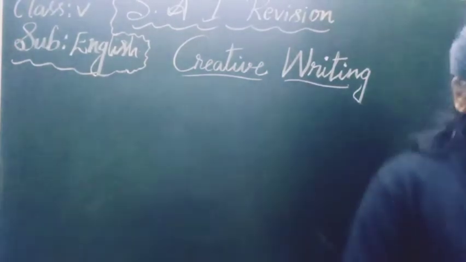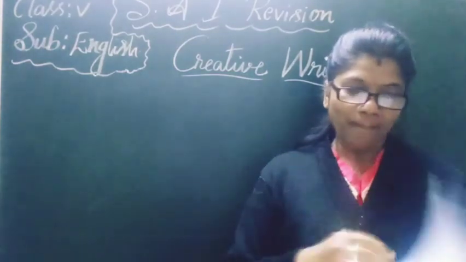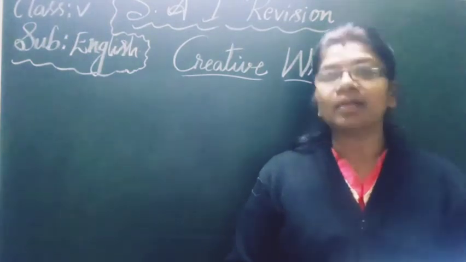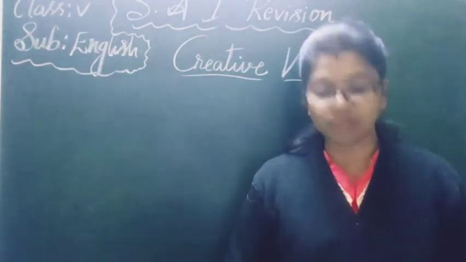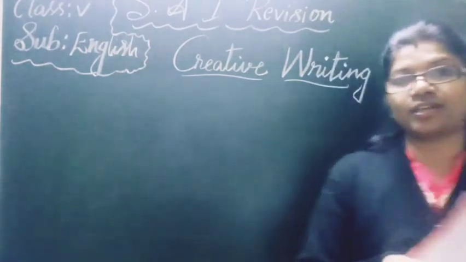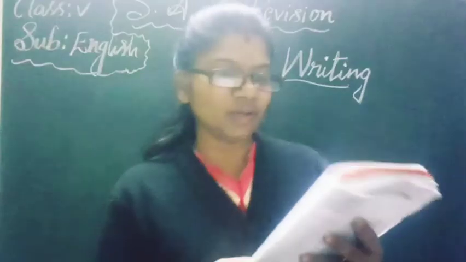Now what you have to do is very simple: you need to revise the think and write part of the workbook. I hope you all are ready with your workbook, page number 8, think and write. Now see here, the first thing, think and write. Let me show you once. Yeah, it's visible, I think, to all of you. Now look at this page.